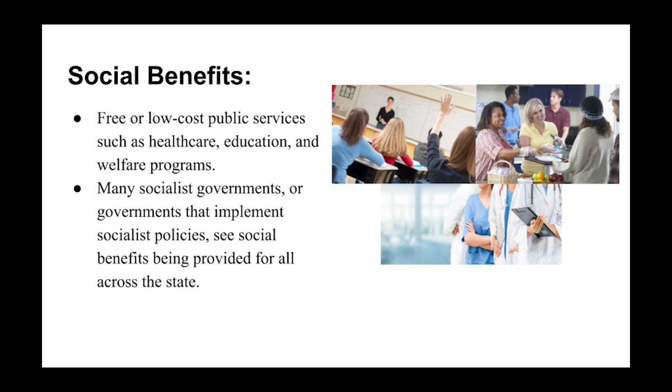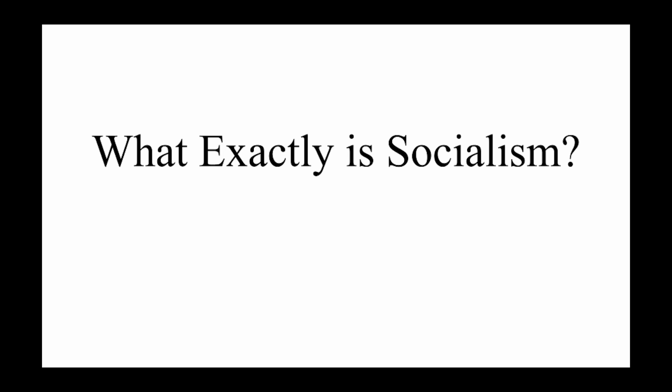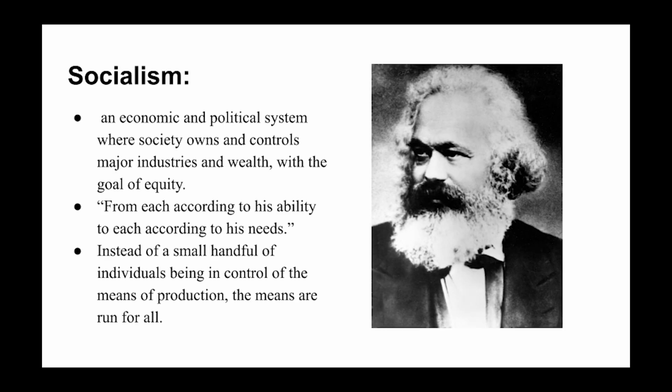So, now that we've gone over our key vocabulary, it's finally time to get into the meat of the video. What exactly is socialism? Broadly speaking, socialism is an economic and political system where society, often through the government, owns and controls major industries and wealth with the goal of equity: from each according to his ability to each according to his needs. Instead of a small handful of individuals being in control of the means of production, the means might be run by the state, by cooperatives of workers, or even by the community as a whole.